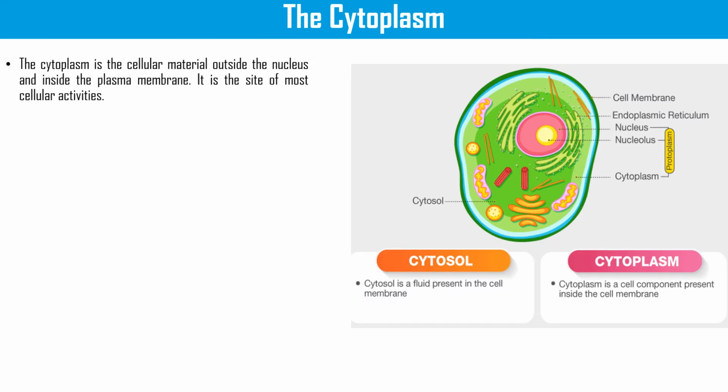The cytoplasm. Cytoplasm is cellular material outside the nucleus and inside the plasma membrane. It is the site of most cellular activities. Three major components of the cytoplasm are the cytosol, inclusions, and organelles. The difference between cytosol and cytoplasm is that cytosol is the fluid present inside the cell membrane, and cytoplasm is the cell components present inside the cell membrane.